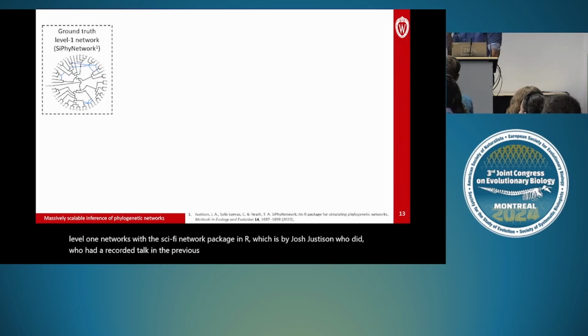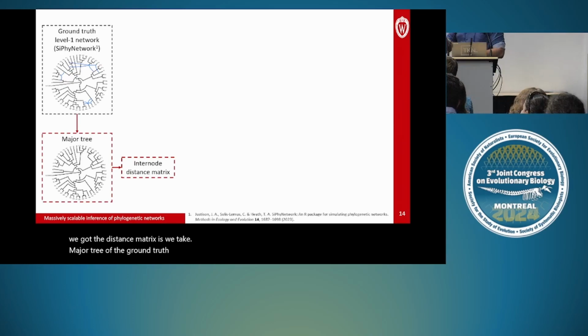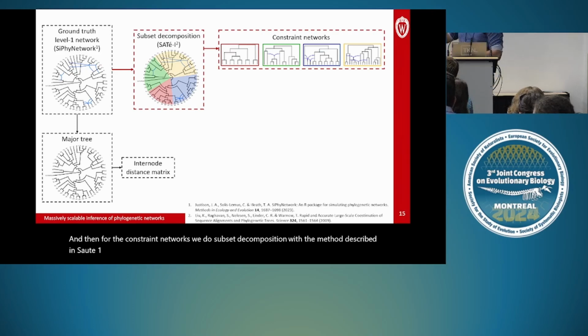And we need those two things for the method: the distance matrix and the constraint networks. So for the simulation, the way that we got the distance matrix is we take the major tree of the ground truth network, and we calculate the pairwise internode distance matrix. And then for the constraint networks, we do subset decomposition with the method described in SATe-1. And for those constraint networks, we take those subsets of taxa and we prune their subnetwork off of the ground truth network.